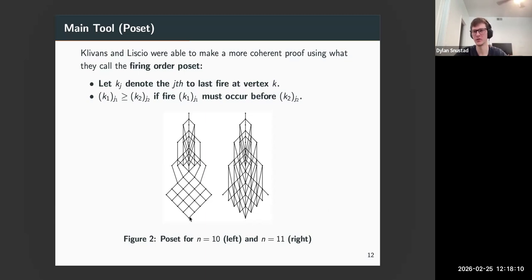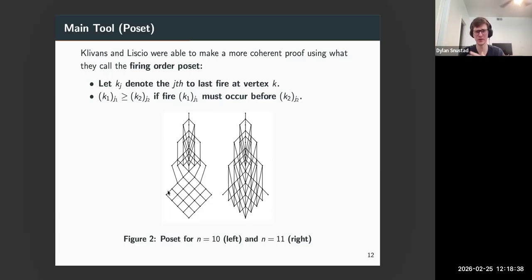This is exactly what you need to be able to prove global confluence in the even case. So you can really leverage the structure of this poset to give a proof of why you get this nice total ordering when you're in the even case. And so Klivans and Liscio essentially turned what was a very disgusting, difficult proof to follow, without much motivation, into something very easy to follow that's just a couple pages long now.